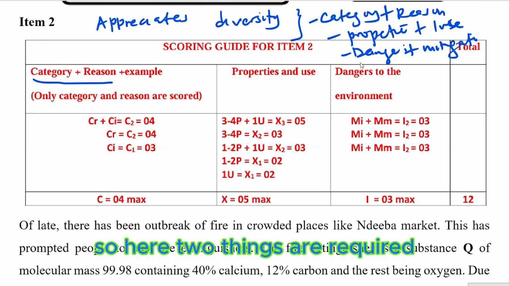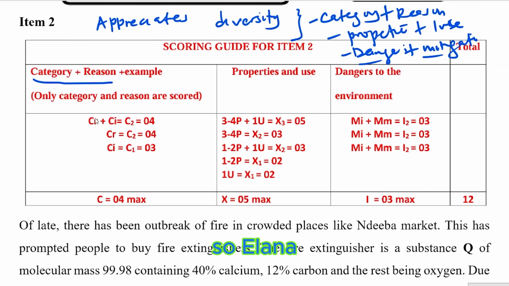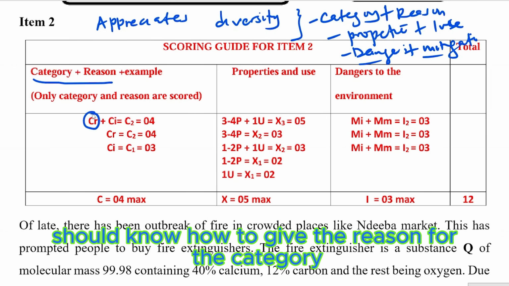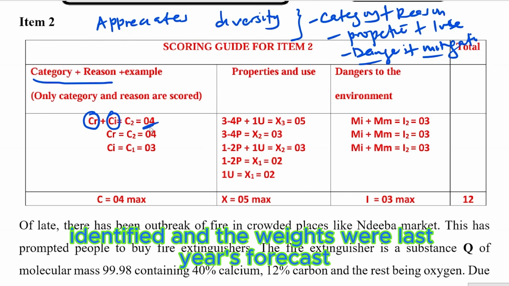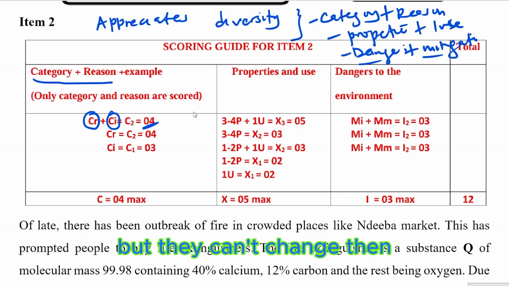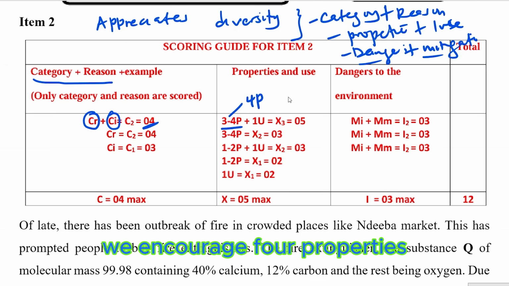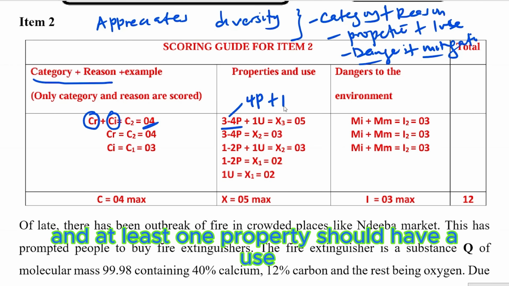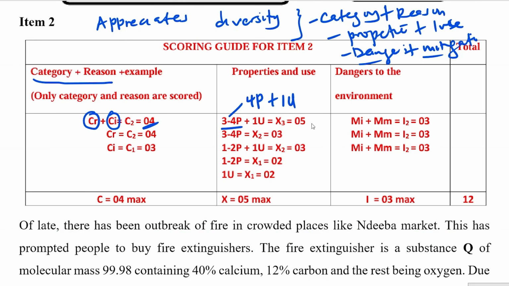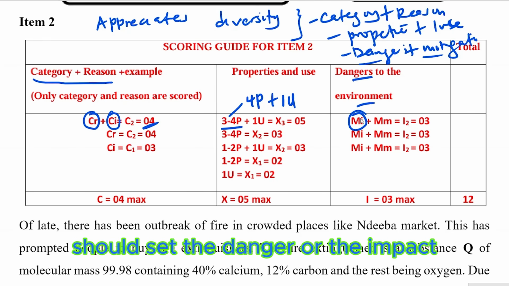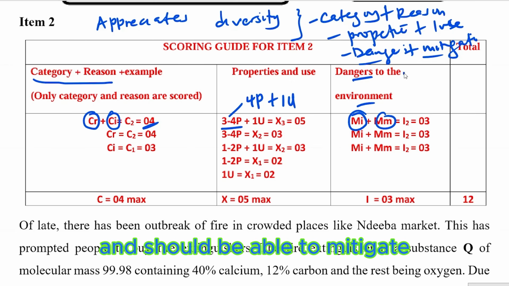So here two things are required, danger and mitigation. A learner should know how to give the reason for the category identified, and the weights were last year 4 scores, but they can change. Then they should be able to give at least 3 to 4 properties. We encourage 4 properties and at least one property should have a use. So then under dangers, they should state the danger or the impact and should be able to mitigate.